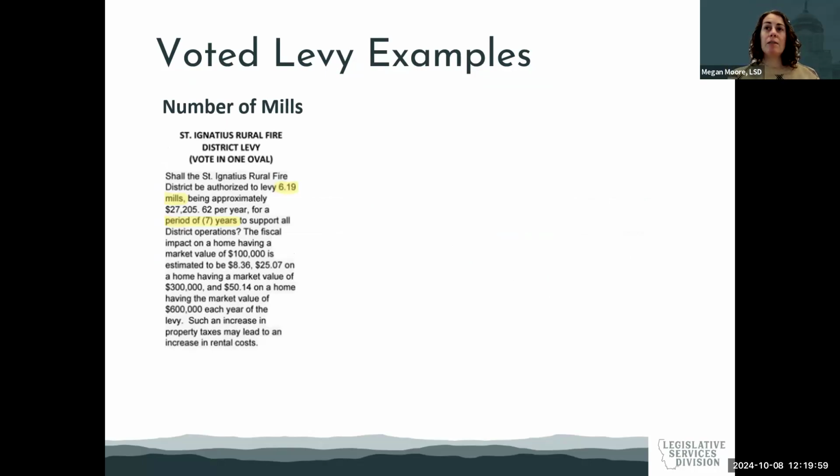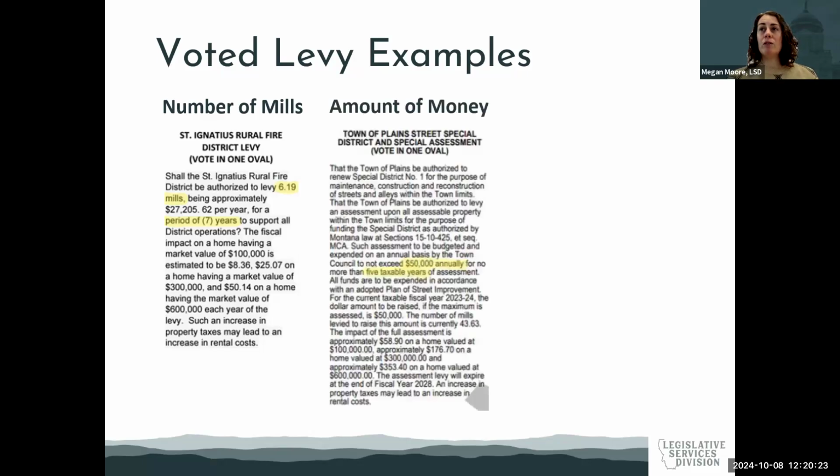The first one is a levy that's listed by number of mills. It's for the St. Ignatius Rural Fire District levy. It's for 6.19 mills over 7 years. And you'll note that while they're asking for 6.19 mills, they do have to give an approximate amount of revenue that they expect to raise, which is just over $27,000 per year. The next example is for the Town of Plains Street Special District, and this is a levy listed as a dollar amount. They're requesting $50,000 annually for no more than 5 years. And for the current year, they estimate that would take 43.63 mills to raise.